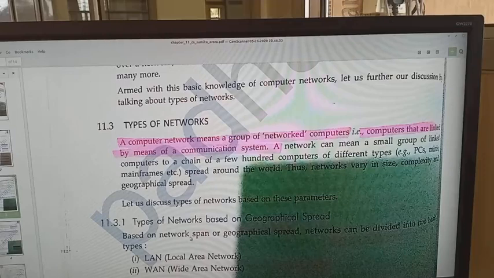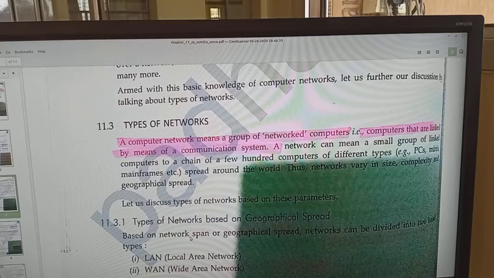So good morning all. In the previous days we studied the introduction of network and network components. Today we are going to study types of network. In your Sumita Arora textbook, it contains only two types of network: LAN and WAN. LAN means local area network, WAN means wide area network.